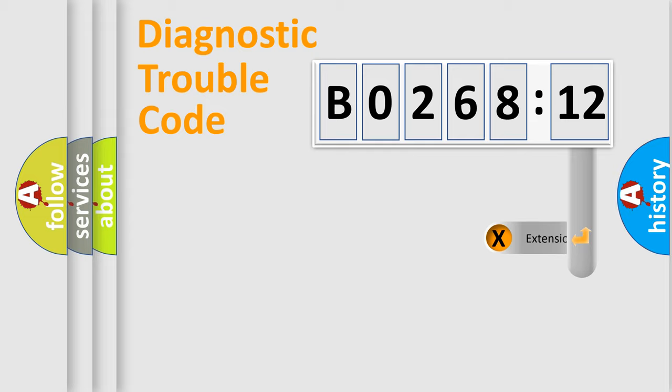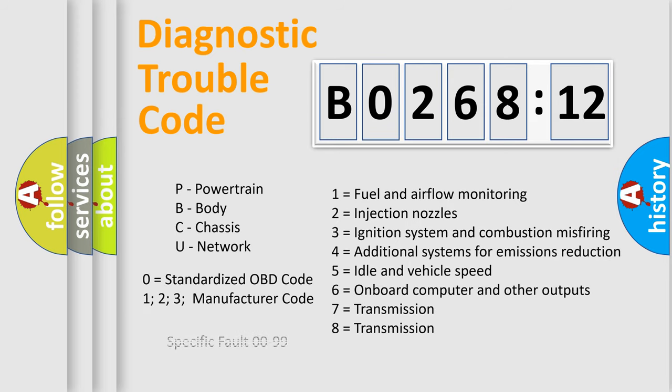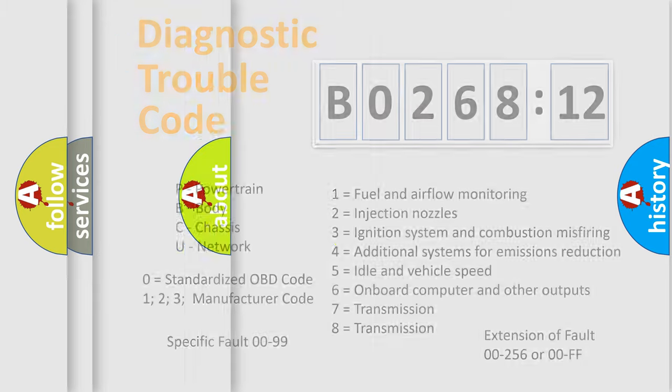The add-on to the error code serves to specify the status in more detail, for example, a short to the ground. Let's not forget that such a division is valid only if the second character of the code is the number zero.